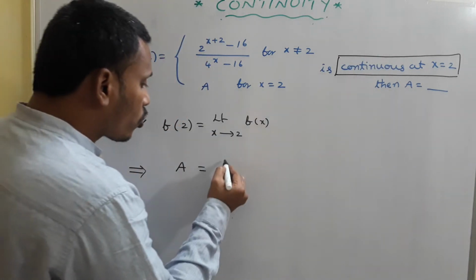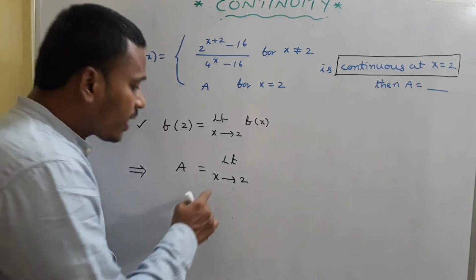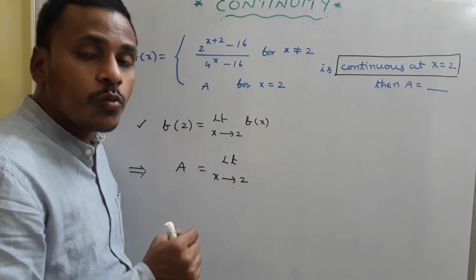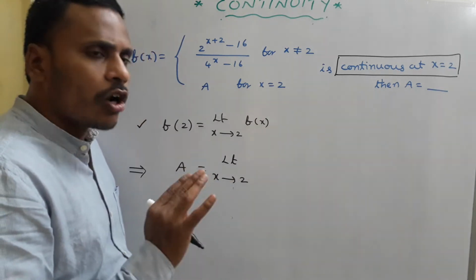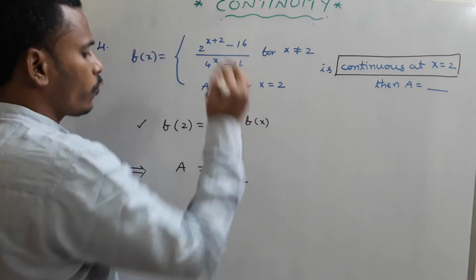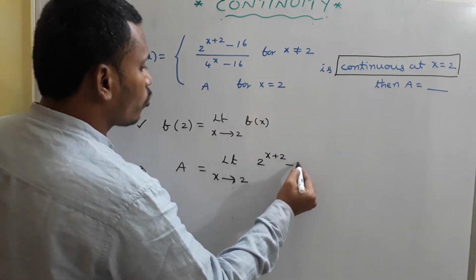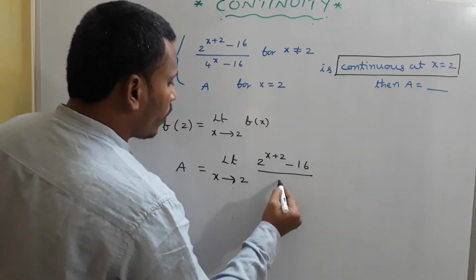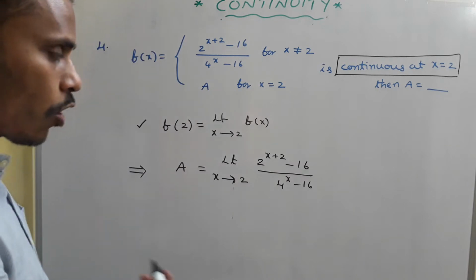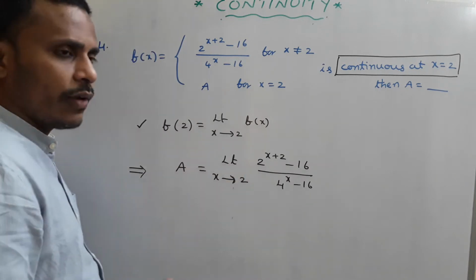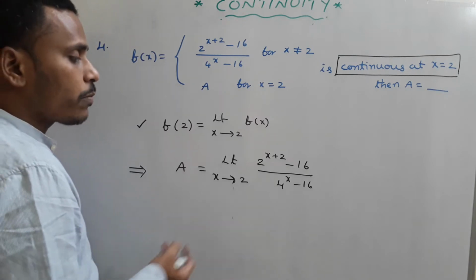This a is equal to the limit as x tends to 2 of f of x. As x is tending to 2, in the sense that the x value is not equal to 2 but is nearer to 2, since it is not equal to 2, that's enough to use this first definition. So the limit as x tends to 2 of (2^(x+2) - 16)/(4^x - 16). And what is its limit value?